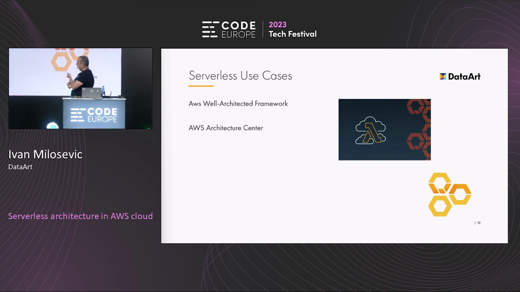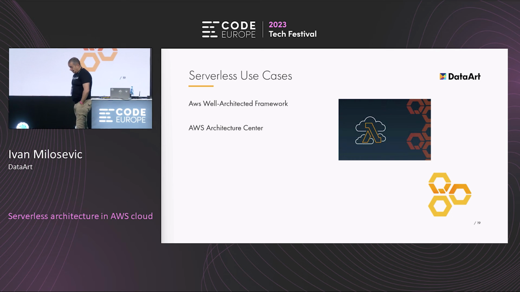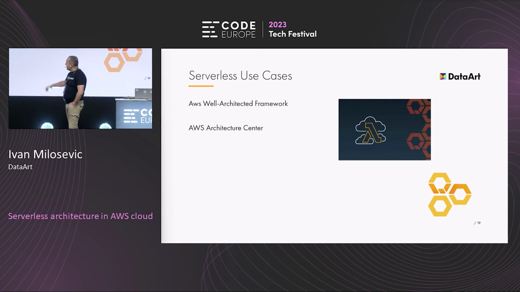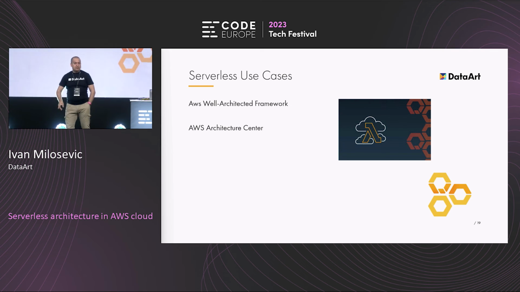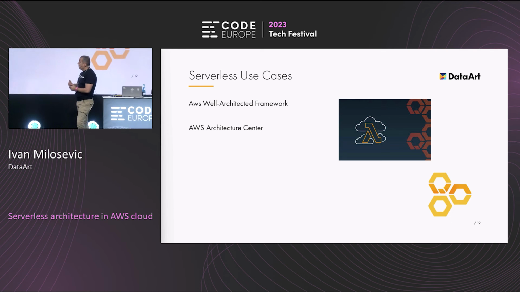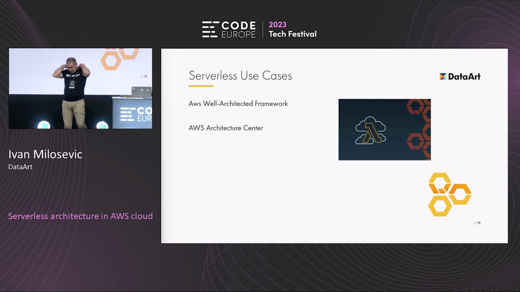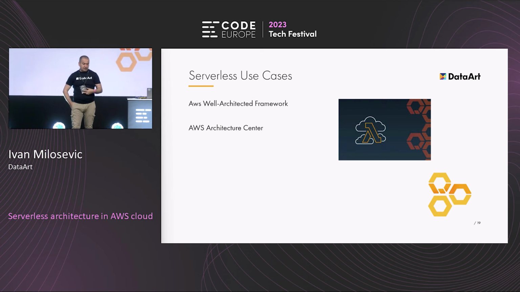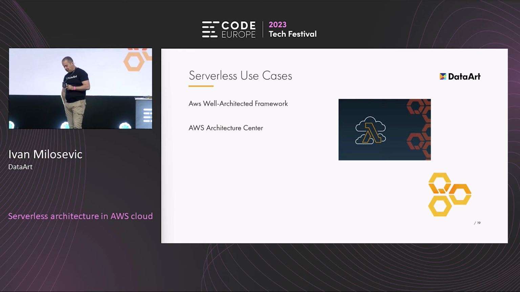A little bit more about serverless use cases. Whenever you are architecting in AWS, there is a thing called the Well-Architected Framework. AWS collects best practices based on the use cases they have from thousands, if not millions, of customers, and this Well-Architected Framework is your guideline when you create any type of architecture. Pretty much everything applies to serverless as well.